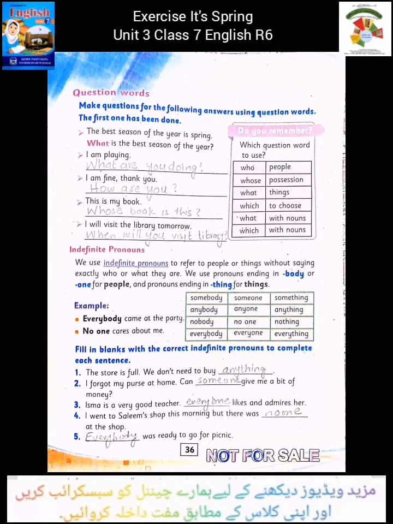So the first sentence is the store is full. We don't need to buy anything. Here, a thing is being discussed. In a store, there are things. So we have to use thing indefinite pronouns. So remember that whenever it is a negative sentence where not is being used, in this sentence we can see that do not is being used, here it will always be anything. When it is a positive sentence and not is not used, then we will use something.